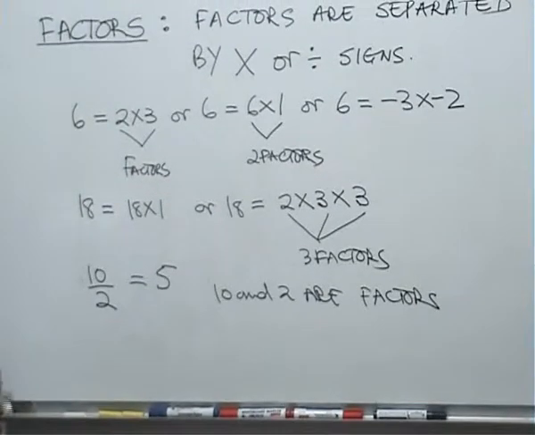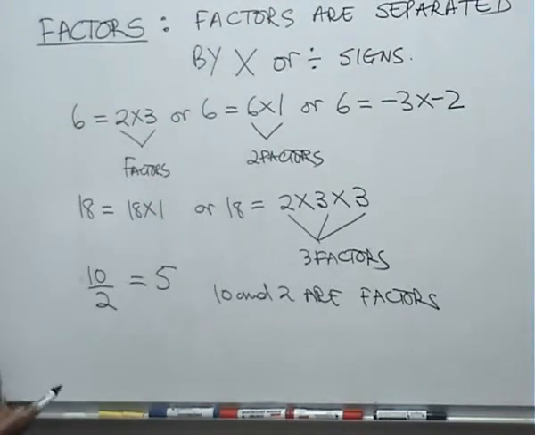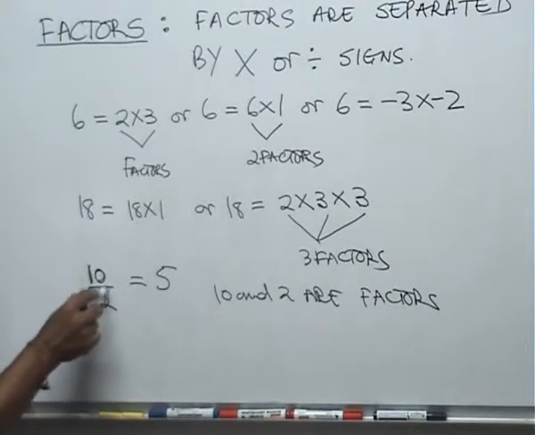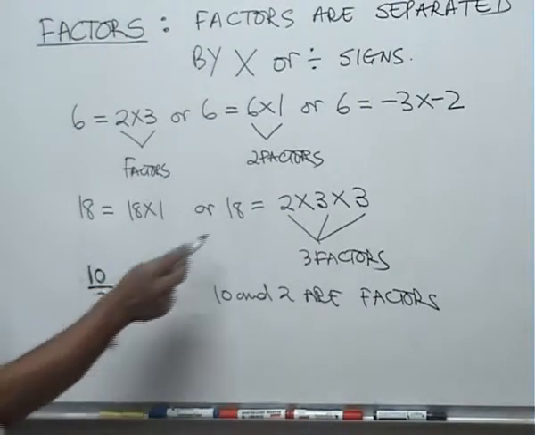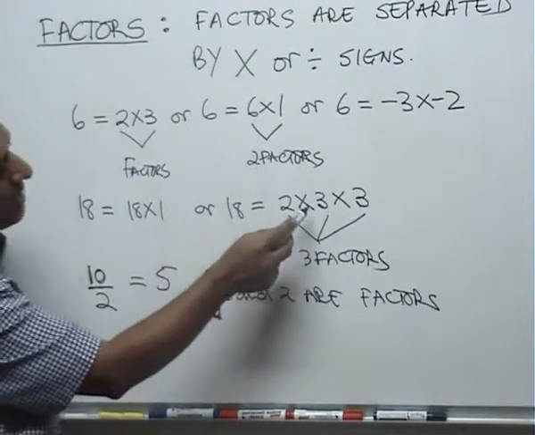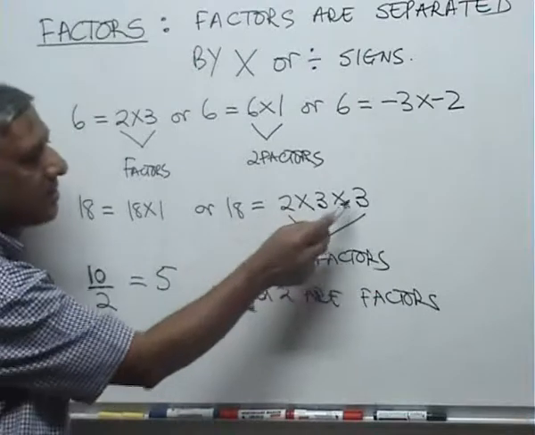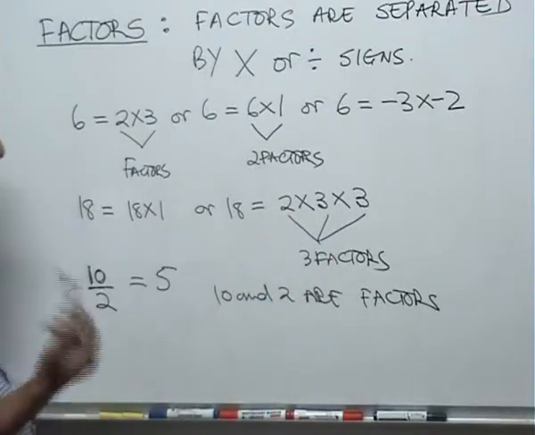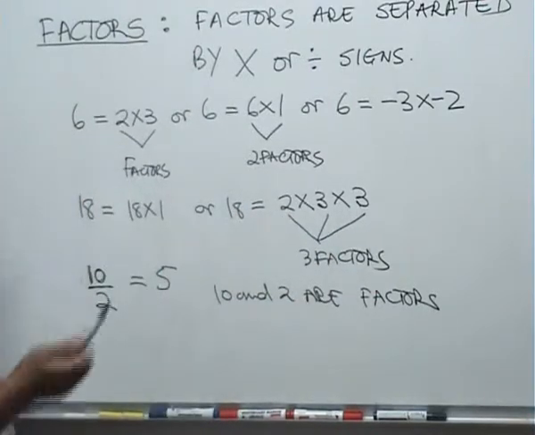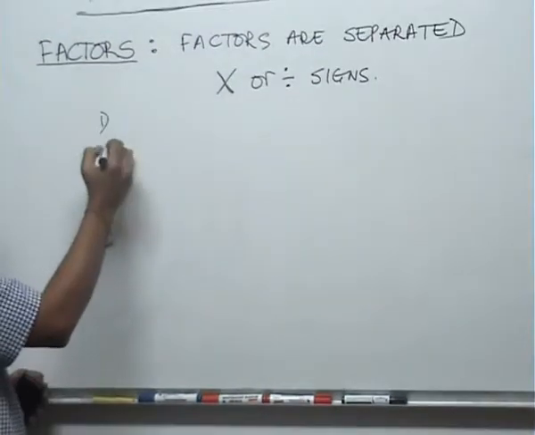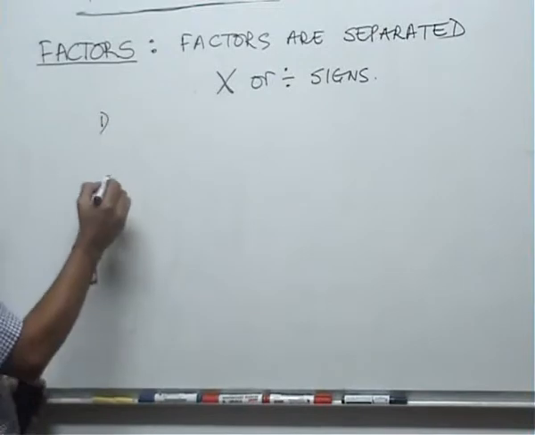So let's understand this, that factors are separated by multiplication or division signs. And therefore we say that 10 divided by 2 has two factors here. 18 is equal to 2 times 3 times 3. That gives us 3 factors. So now this is numbers. Now let's take an example in algebra. Let's look at a number of examples in algebra.